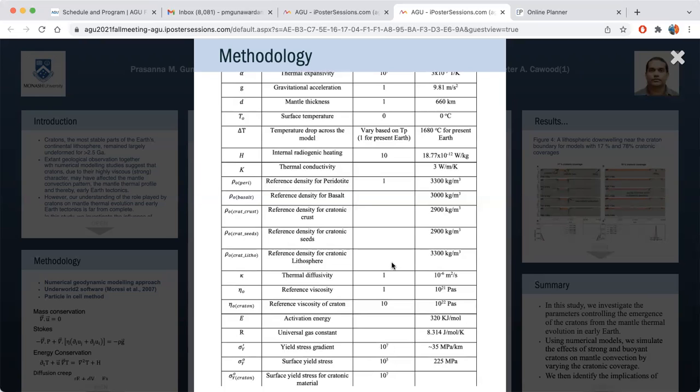The yield strength value of the craton is 100 times higher than the yield strength value of the oceanic lithosphere, and we use that value following Lenardic 2003 modeling work.